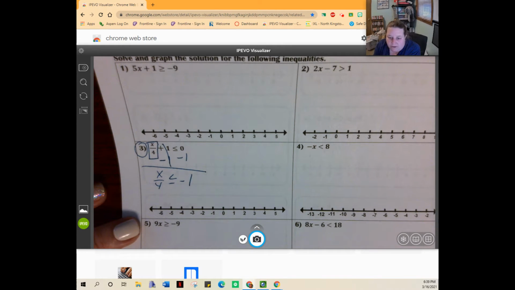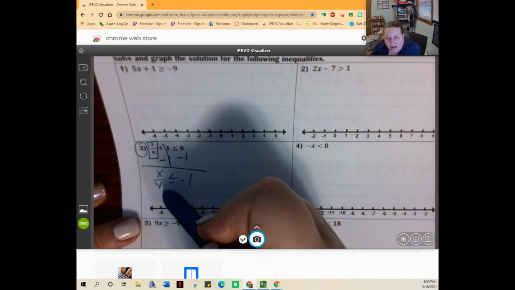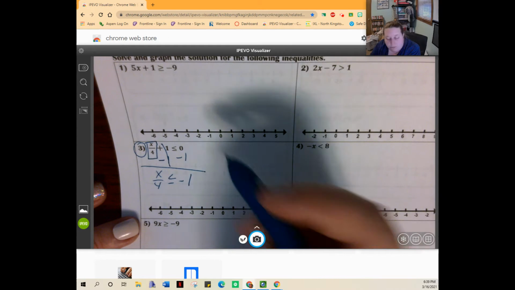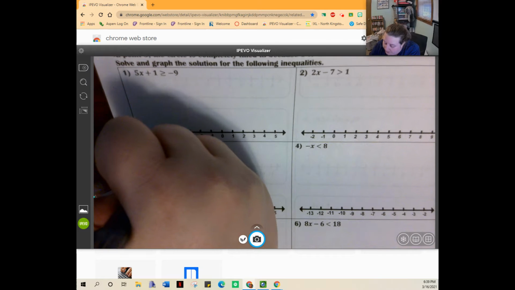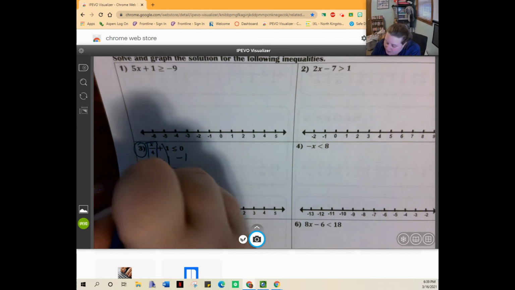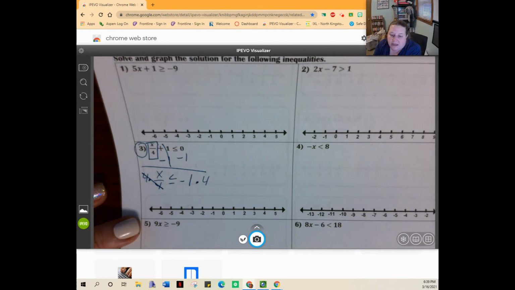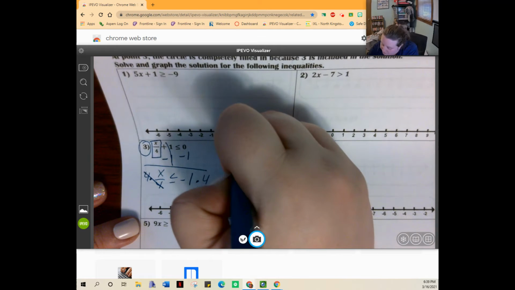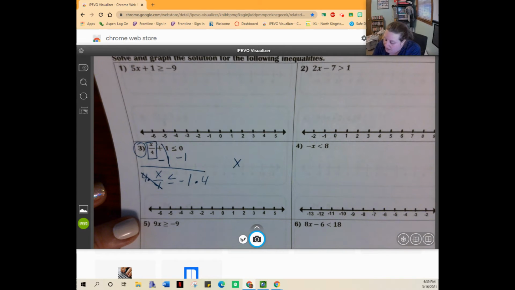So my second step to get rid of x, so what I see is x divided by 4. I need to do the opposite, which means I'm going to multiply by 4 on both sides. Now when I do that, these 4's cancel out because we're doing the opposite. I'm just going to bring my answer over here.